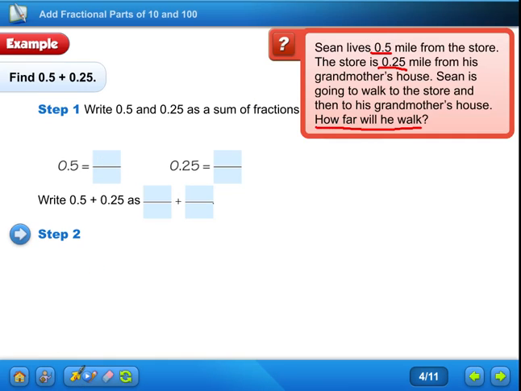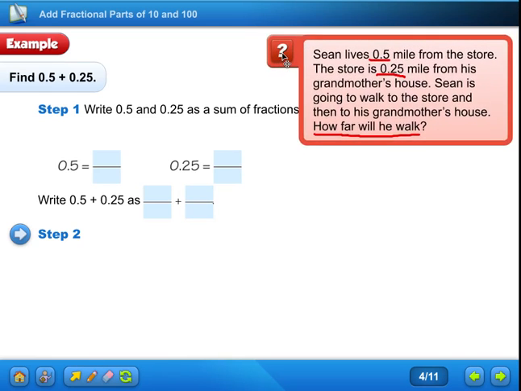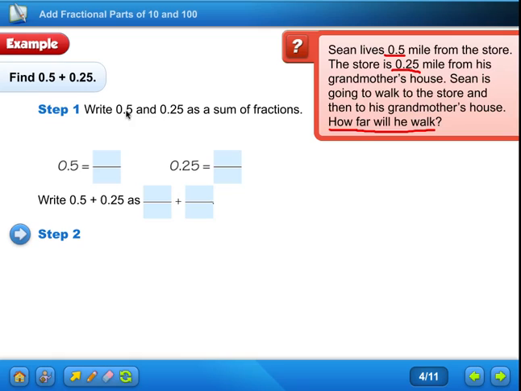So they want us to write 5/10 and 25/100 as a sum of fractions. So they just want you to write it as a fraction. Write it just like you see it. 5/10. And this is 25/100. You say 5/10, you write 5/10. You say 25/100, you write 25/100.